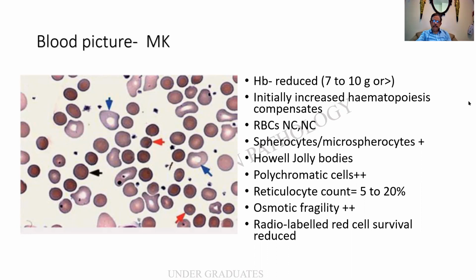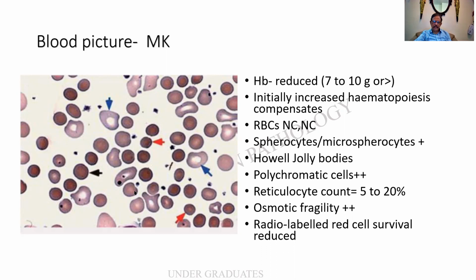The hemoglobin is initially low, 7 to 10 grams, but it can become lower when there is more severe hemolysis. Initially, it is compensated by means of hematopoiesis, but later on this is not enough. The patient goes in for a severe anemia. RBCs are otherwise normocytic, normochromic. For example, there is a normocytic, normochromic cell, but there is a spherocyte as well. Spherocytes as well as microspherocytes can be seen.